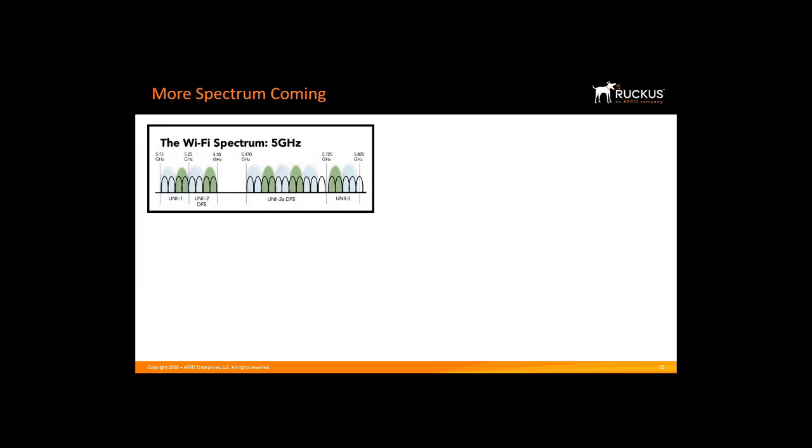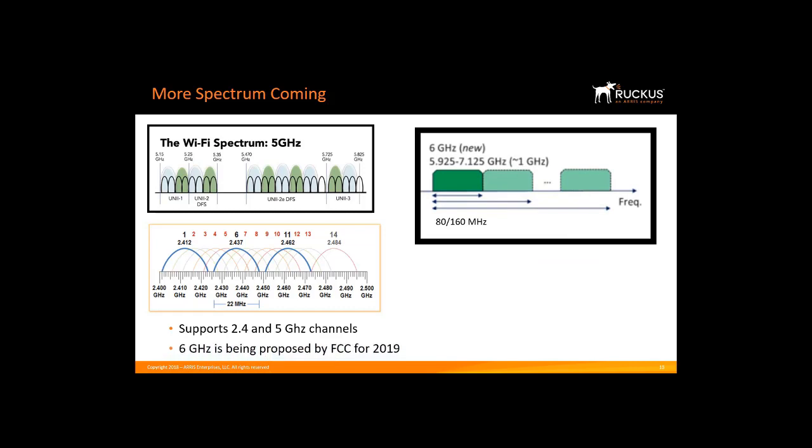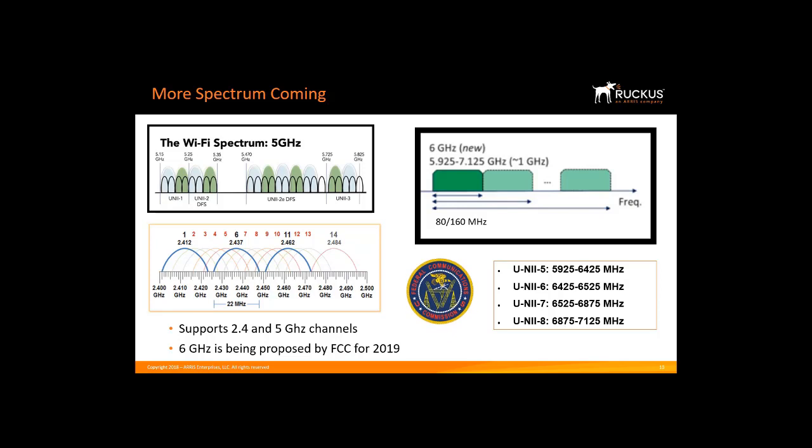11AC only supported 5 GHz. 11AX will support both 2.4 and 5 GHz, and the FCC is opening up the 6 GHz spectrum for Wi-Fi. 11AX will utilize the 6 GHz unlicensed frequency when it is approved by the FCC, which is expected in 2019. The 2.4 GHz band is especially important because of the number of IoT devices on the market, which is rapidly rising.